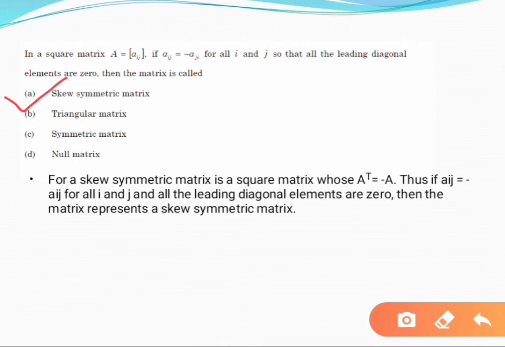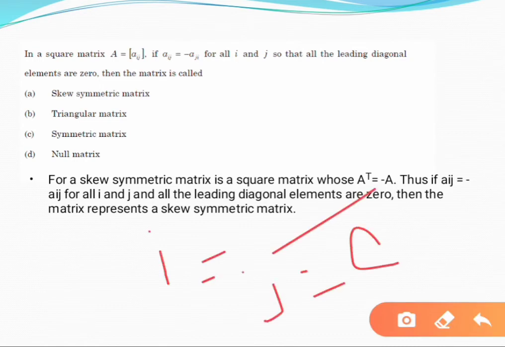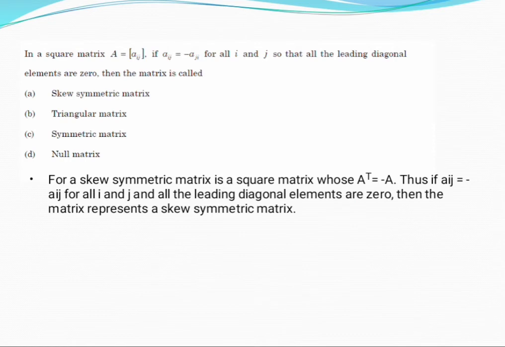Now the explanation for it is: a skew symmetric matrix is a square matrix whose A transpose is equal to minus A. T denotes the transpose. Thus all Aij are equal to minus Aji for all i and j, and all the leading diagonal elements are 0. Here in Aij, i denotes the row and j denotes the column. Then the matrix represents a skew symmetric matrix.